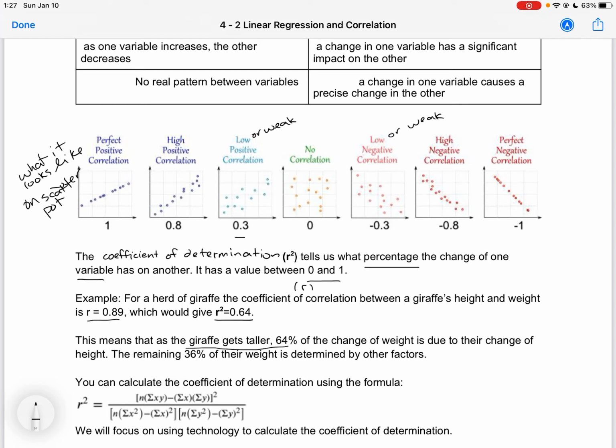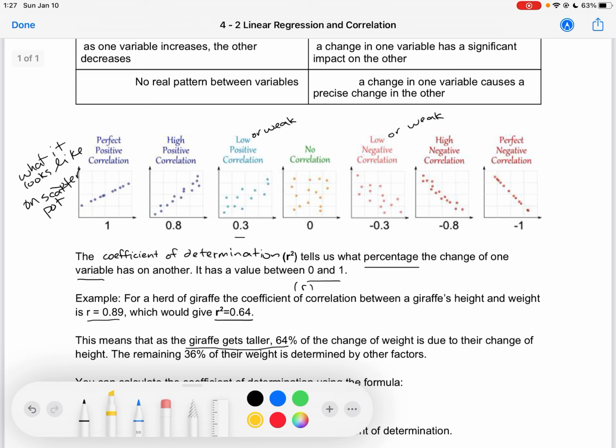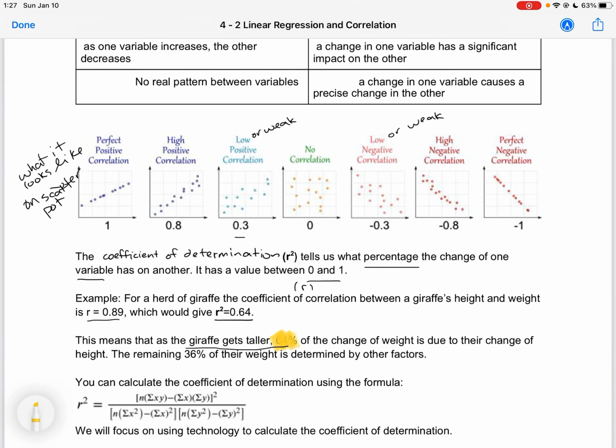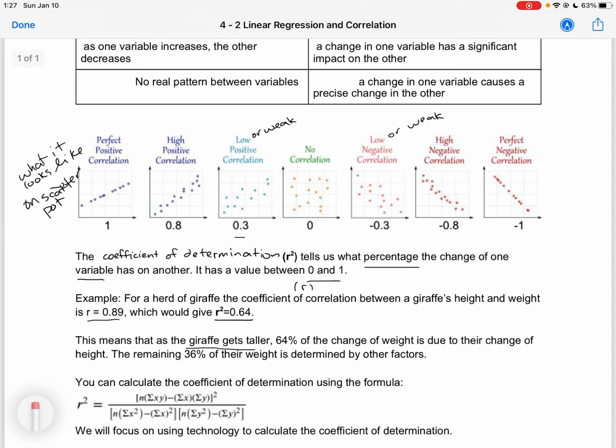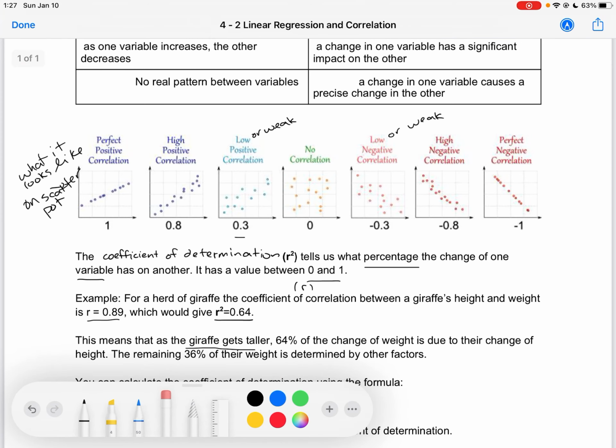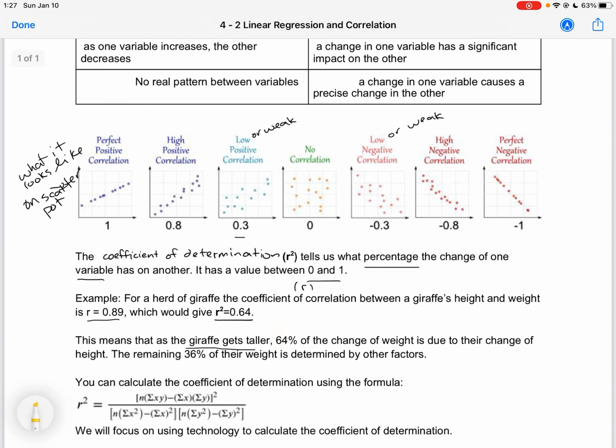And what this means is that as the giraffe gets taller, 64% of the change of weight is due to the change because of the height. That means that 36% here of their weight is actually determined by other factors.